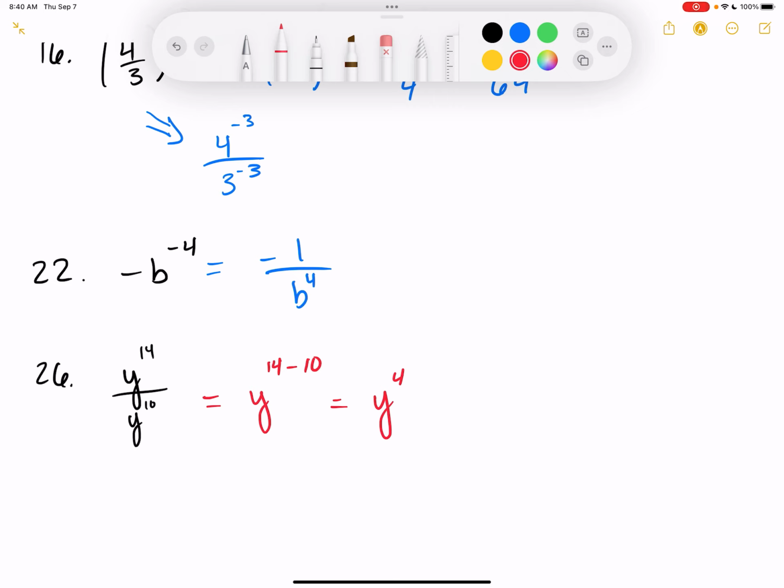So just like when we add exponents together when we're multiplying, when we're dividing, we subtract exponents. And so they still have to be the same base. If one was a y and one was an x, we couldn't have done that. It only works if they're the same thing.